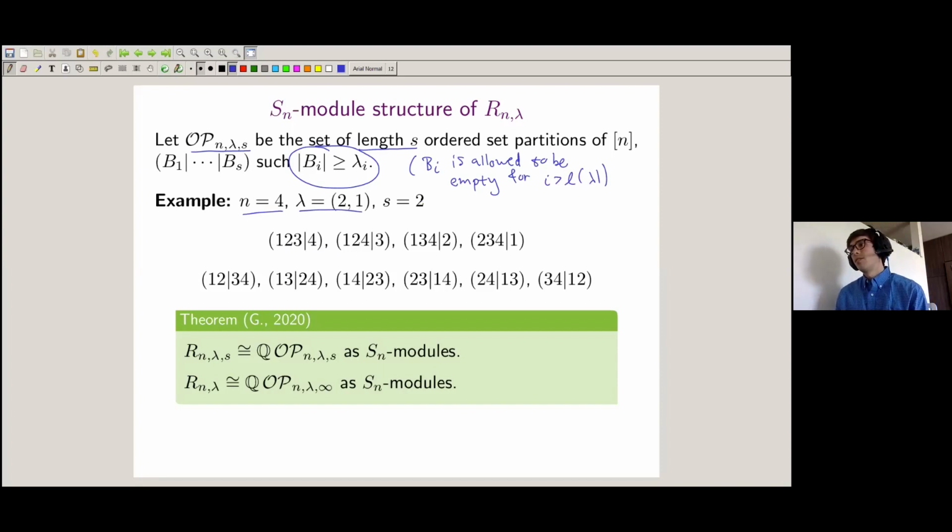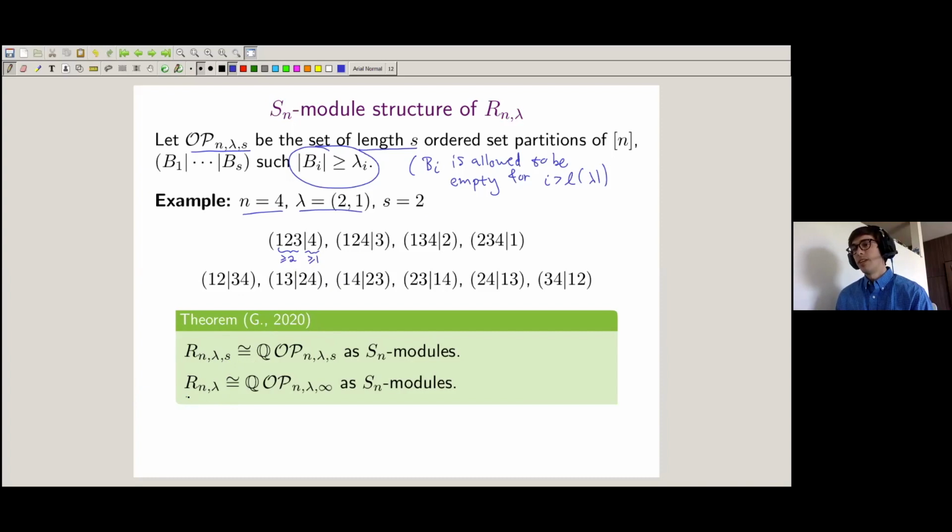In this case, if I changed s to a 3, then I would start to allow empty blocks. But in this case of s equals 2, I'm just taking the condition where the size of the first block is at least 2, and the size of the second block is at least 1. So here are all of those ordered set partitions. And it turns out that R_{n,lambda,s} is isomorphic as an Sn module to the free Q vector space on that set of objects. Again, just permuting the numbers 1 through n.